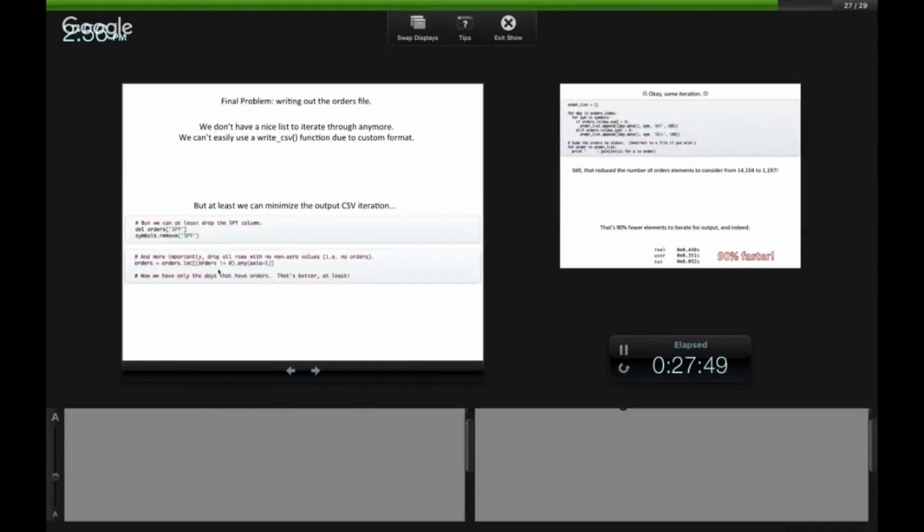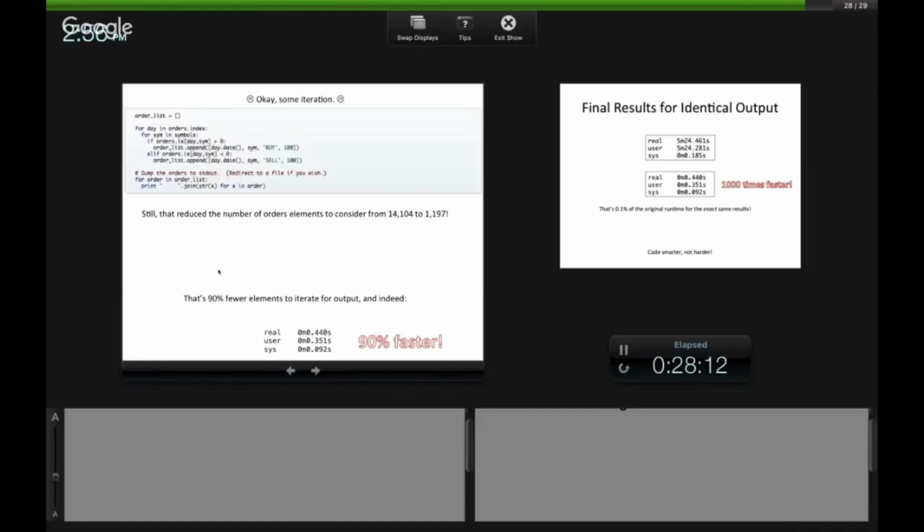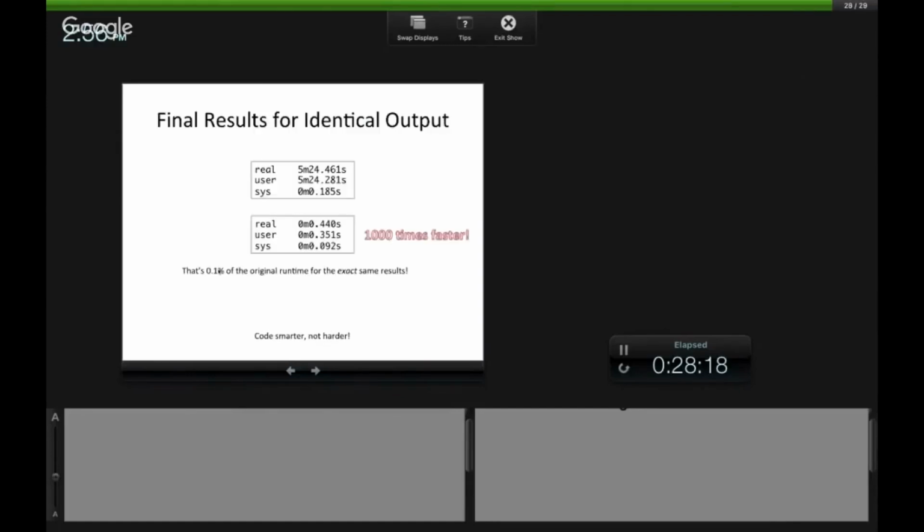And then finally, there's no way to vectorize writing to disk a custom CSV file that you just made up the contents of, and it's not necessarily clean, but I can delete my index column. I can delete all of the days that have no orders. And that reduces by 90% the number of rows I have to look through. And indeed, I get one more 90% savings. So my final output, which is exactly the same as what I started with, is now 1,000 times faster than where I began, going from 5 minutes, 24 seconds to 0.35 seconds, and producing the identical logic with the identical output in all cases.